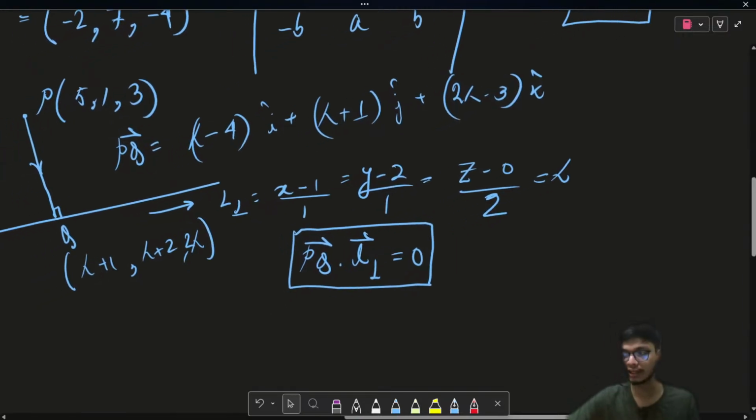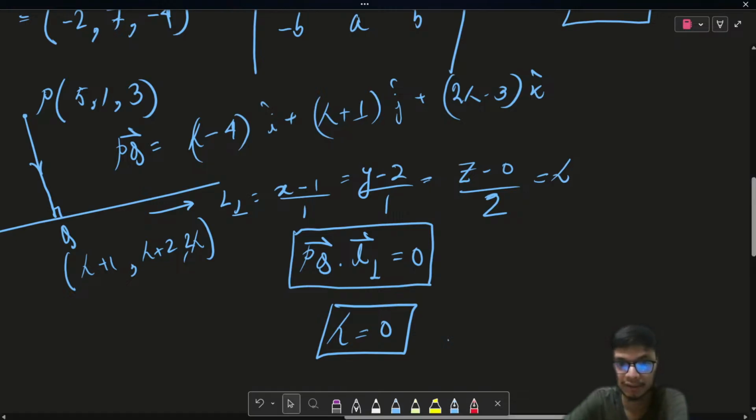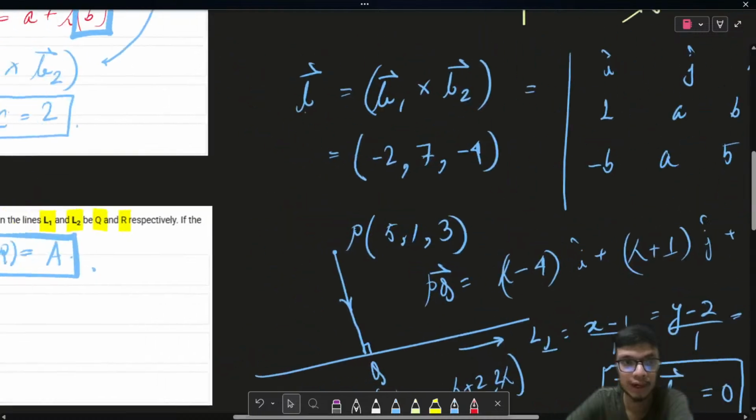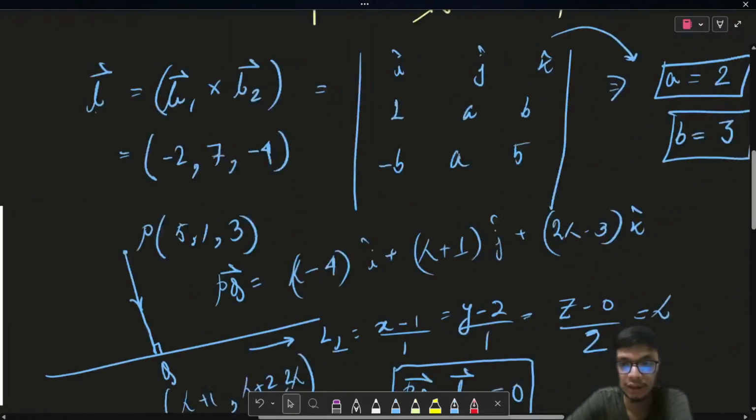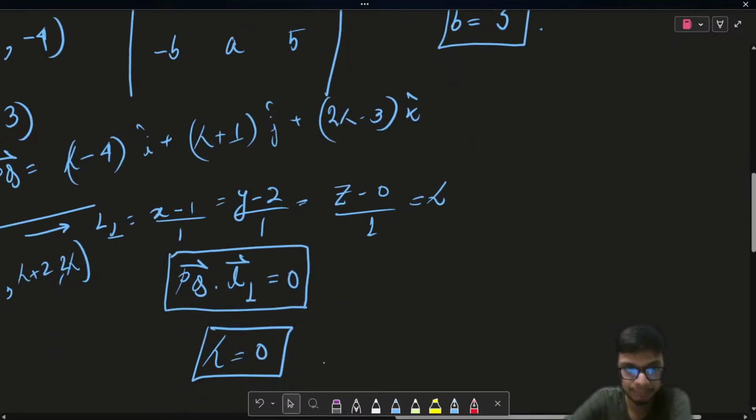If I solve for this relation, I will be able to obtain the unknown lambda. So if you do that, you will probably find the value of lambda coming out as 0. Probably the easiest way, right? I think I have a bit of an error. This value was not z by 2. It should be z by 1. Just a small mistake.